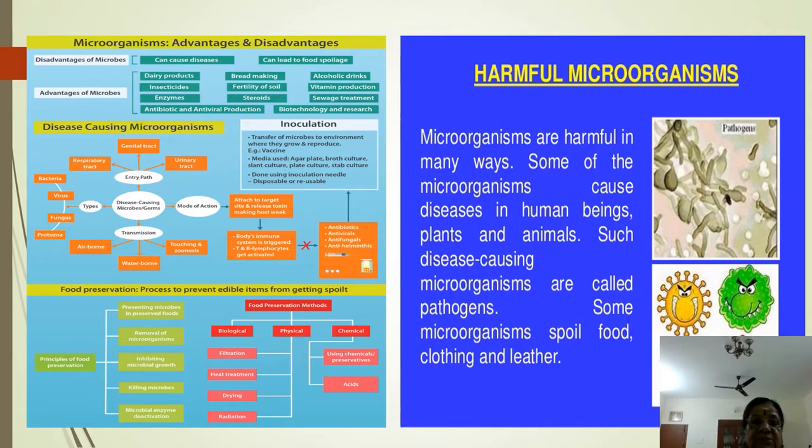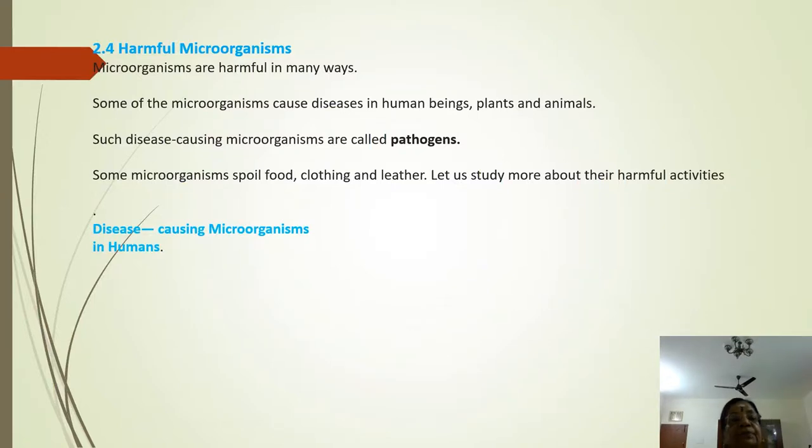So now the next one is about harmful microorganisms. Microorganisms are harmful in many ways. Some of the microbes cause diseases in plants, animals and humans. Such disease causing microbes are called pathogens and they spoil food, clothing and leather. So now we will see the harmful activities of microbes.